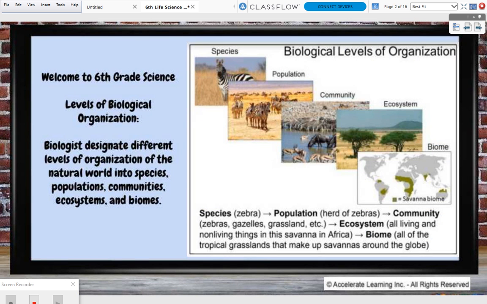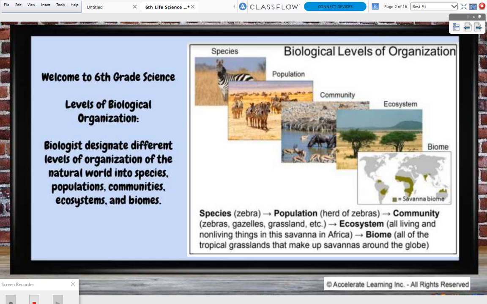Welcome to 6th grade science. Here is the levels of biological organization. Biologists designate different levels of organization of the natural world into species, populations, communities, ecosystems, and biomes. If you look to the graphic on the right, it shows you the biological levels of organization. Species are exactly that, individual species. So in our picture here we have zebras.